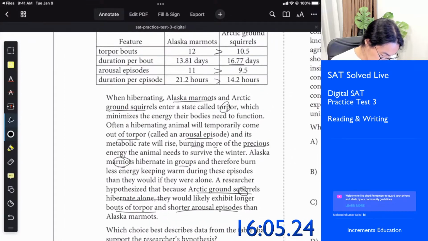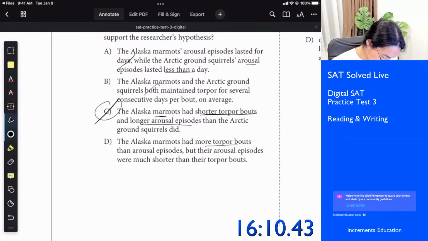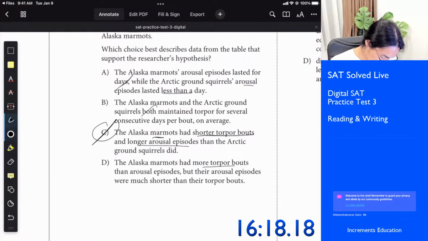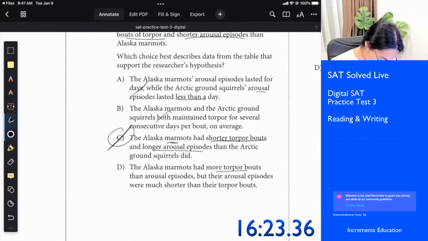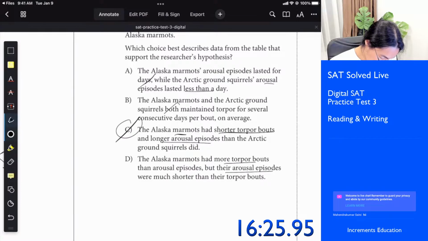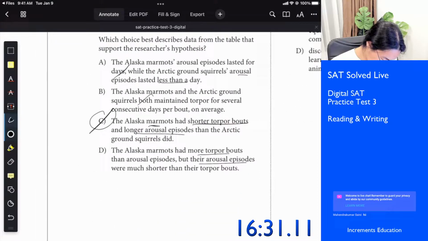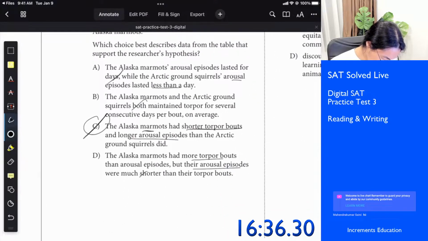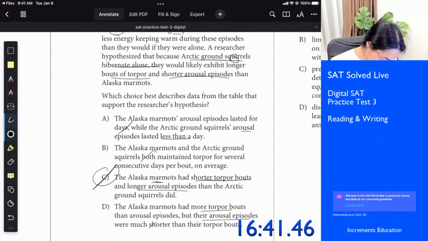Wait, they're supposed to have longer. Okay, had more torpor bouts, and their arousals were much shorter. Oh my God. More torpor bouts. Their arousal episodes were longer. Were much shorter than. Wait, what? That doesn't make any sense. The Alaskan marmots had shorter torpor bouts. That doesn't make sense either.